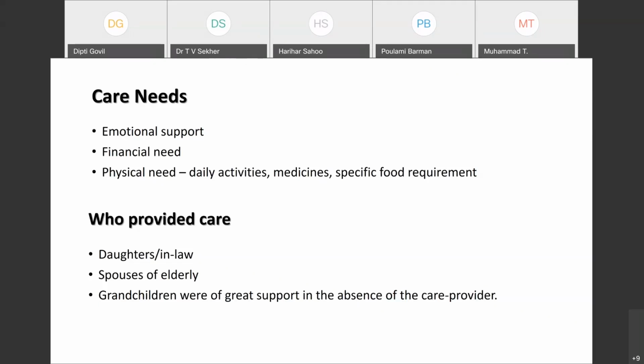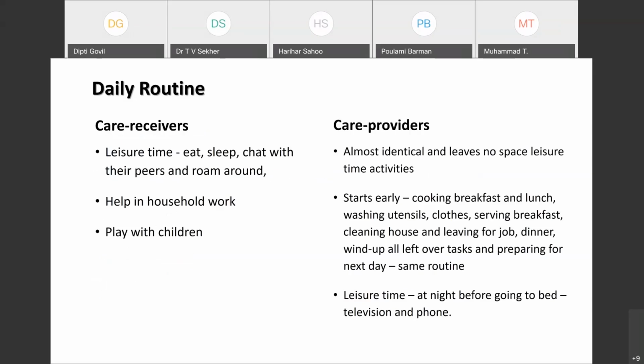Okay. Then if we see specifically, daughters-in-law were the main caregivers, followed by the daughters, as well as, for those who were married, the spouses as other caregivers. Grandchildren were of great support in the absence of the care provider when they went for work. Now, this was the daily routine. Let us discuss the daily routine of the care receivers and the care providers.